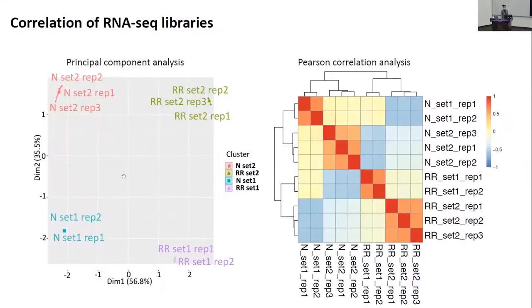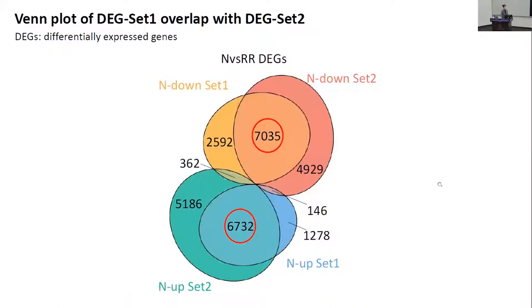After getting the sequencing reads from the company, firstly, the principal components analysis and the Pearson correlation analysis showed that our RNA-seq data were highly reproducible. Basically, the biological replicates from the same sample clustered together, and the nodules and the remaining roots were distinctly separated into 2 groups. Then we performed differential expression analysis of the 2 sets of RNA-seq. Here is the Venn result. Only the genes common to both sets were used in further analysis. I will call differentially expressed genes DEGs later.